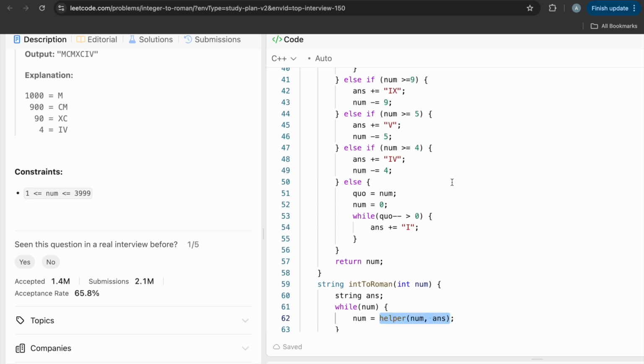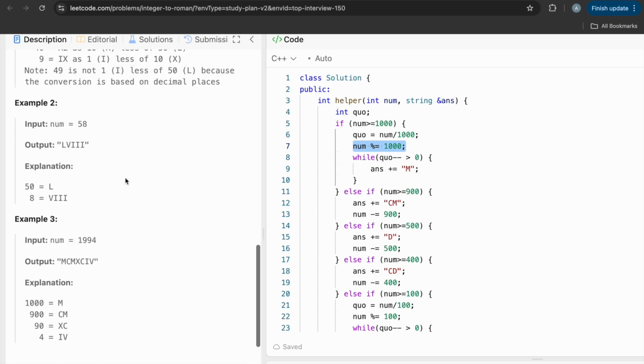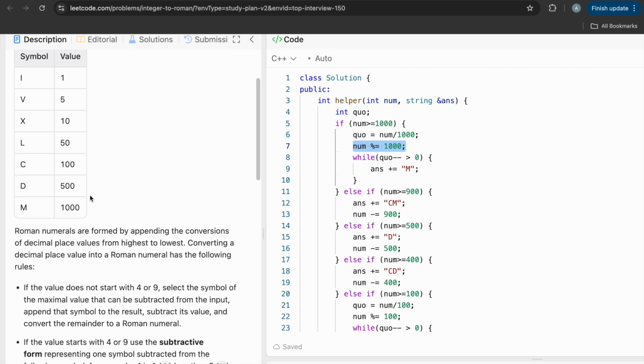In the helper function, we are taking our num and taking answer by reference. First of all, we check if num is greater than or equal to 1000. If it is, then we take the quotient, meaning how many M's will come, and then take the remainder with 1000. Whatever the quotient is, we add that many M's to our answer, because M means 1000.